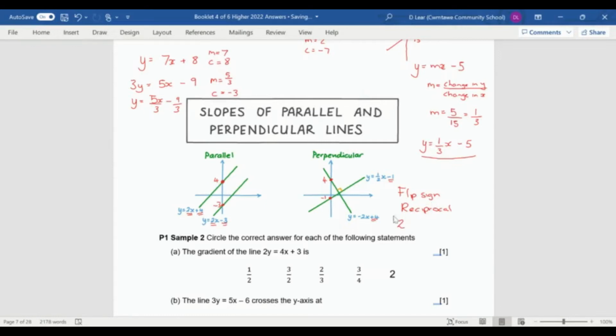So, for example, if the gradient of one of these was 2, then the other line, the perpendicular line, we'd flip the sign. So instead of positive, it would have a negative gradient, and we would take the reciprocal, which is a flip. So if you flip a whole number like 2, it becomes 1 over 2. Another example, if one had a gradient of -3 over 5, then the other perpendicular line would have a gradient of plus, flip the sign, and flip the reciprocal of the fraction. So instead of 3 over 5, it's 5 over 3. And in our example, if one is a half, the other one, flip the sign so it becomes minus, and instead of 1 over 2, it becomes 2 over 1, which is just 2, so -2.